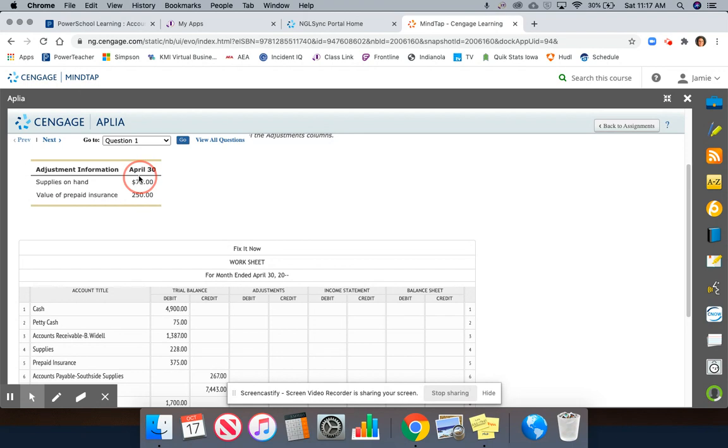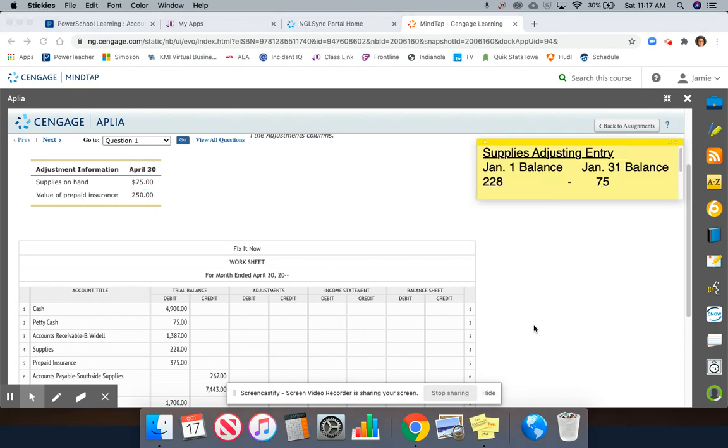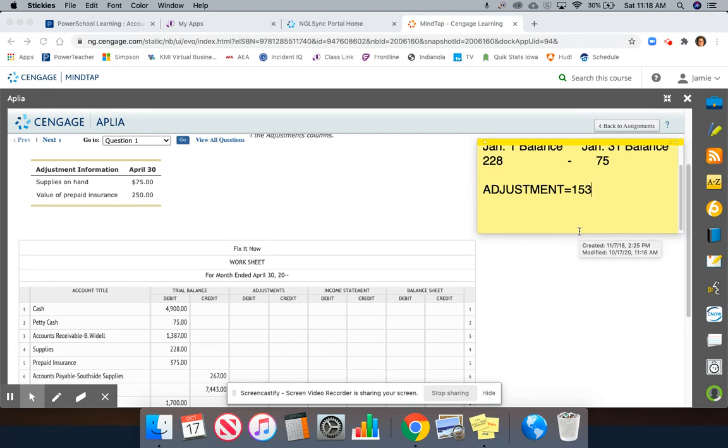In order to determine the amount that we use for our adjustment, we need to do some pretty basic math. So our January 1st balance for supplies was $228. We need to subtract the amount that we had on hand at the end of the month. So our actual adjustment is $153.